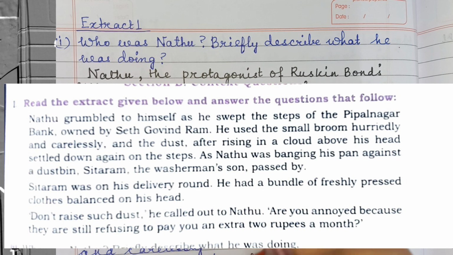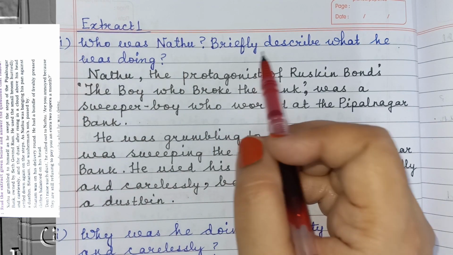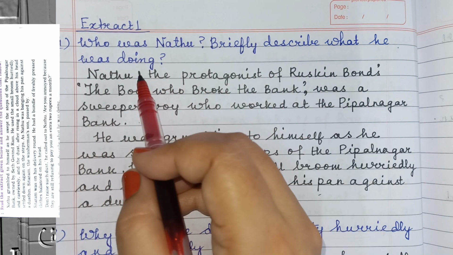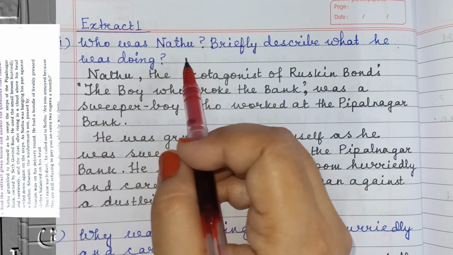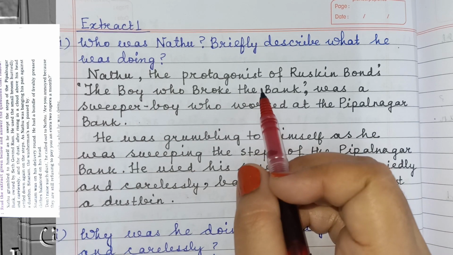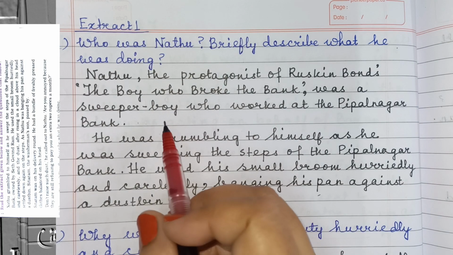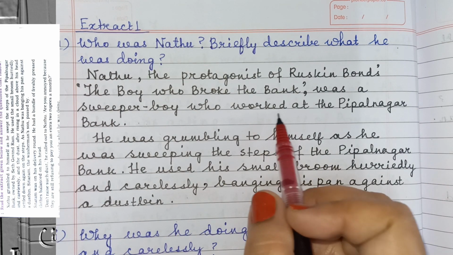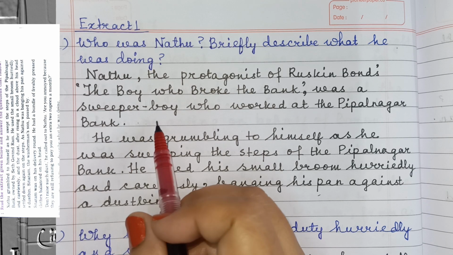Extract 1. Read the extract. It's there on the screen. Now the questions. Who was Nathu? Briefly describe what he was doing. So in this question there are 2 subparts. Always change paragraphs. Who was Nathu? Nathu, the protagonist of Ruskin Bond's The Boy Who Broke the Bank, was a sweeper boy who worked at the People's Nagar Bank. So this is a brief answer.